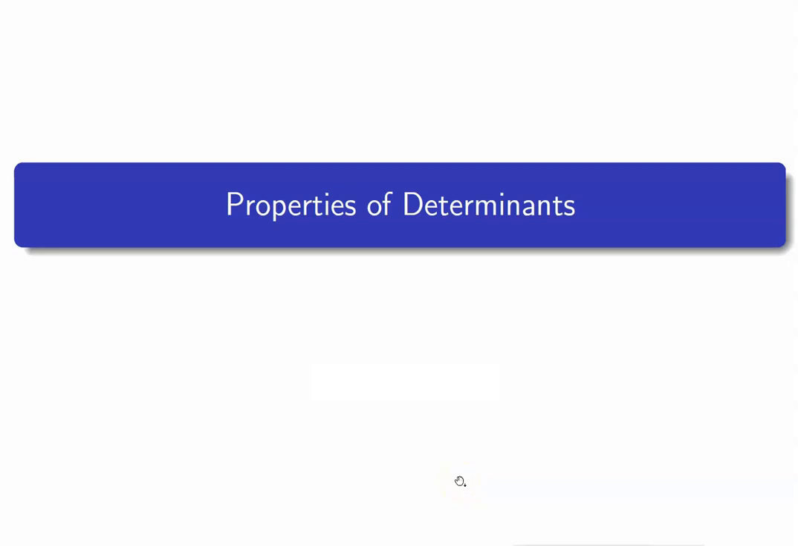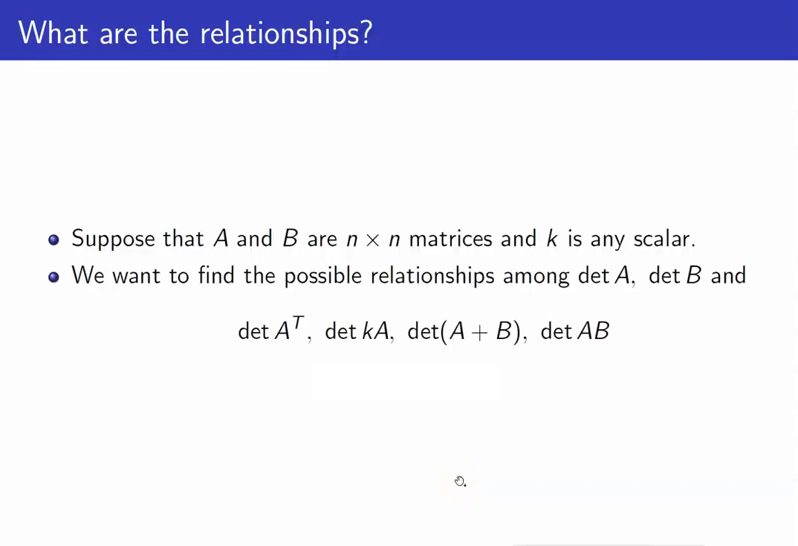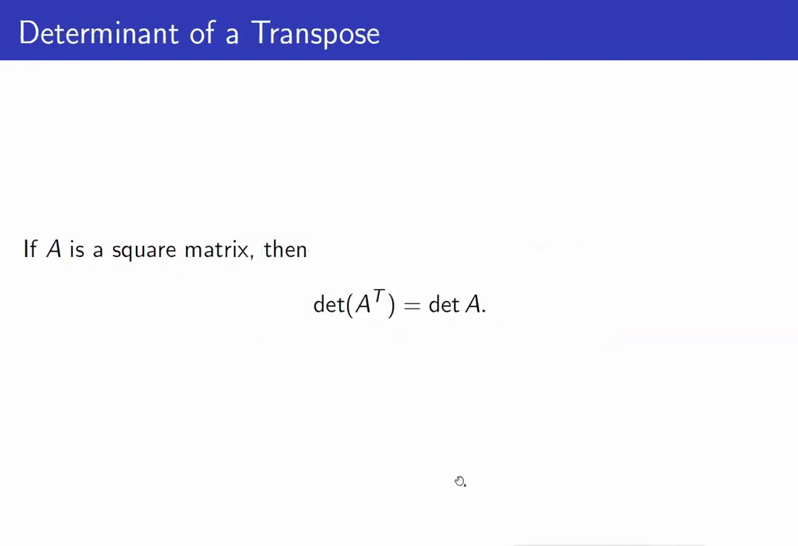In this lesson, I am going to discuss properties of determinants. Suppose that we have two n by n matrices, A and B. We want to find the possible relationships among determinant of A, determinant of B, and the determinant of the transpose, the determinant of a scalar multiple, the determinant of the sum, and the determinant of a product of two matrices. Here is our first result.